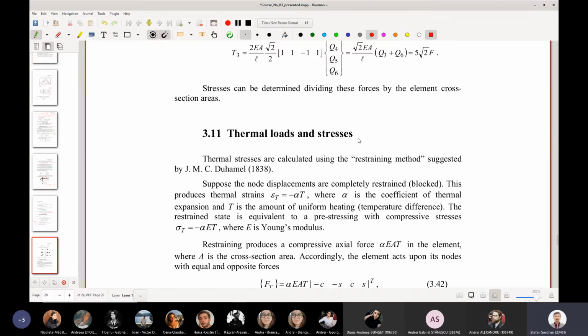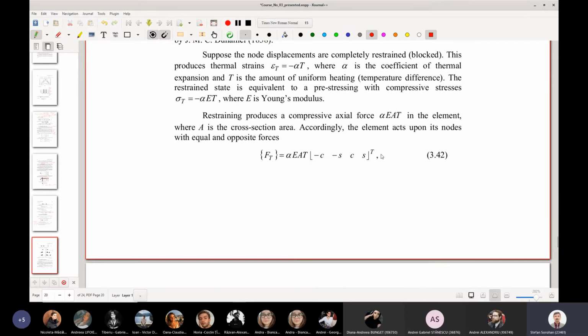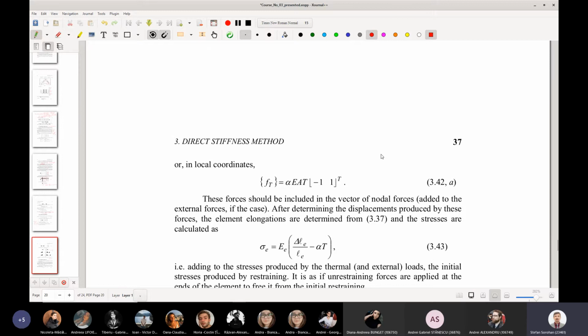Generally, in a more complex problem, you can also include the thermal loads. So please remember something basic. Let's suppose that we have a bar which is free. Its initial length is L. Due to the thermal variation, let's see a little bit later. No, it's L again.